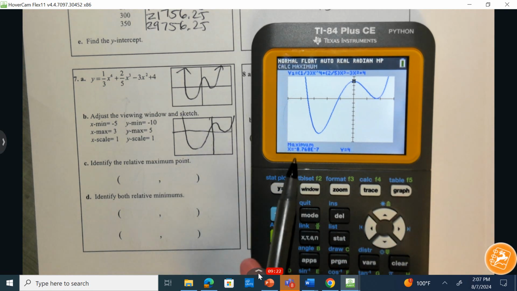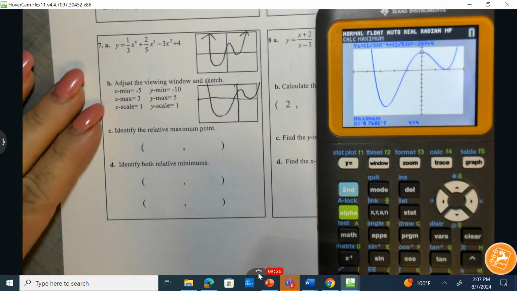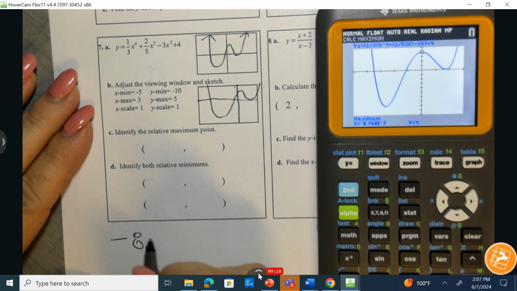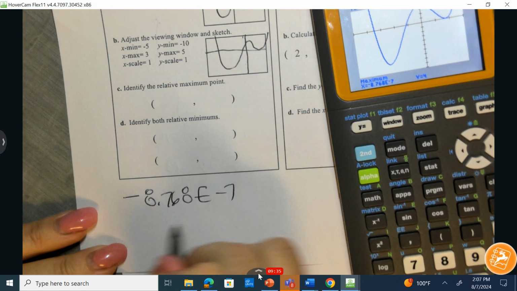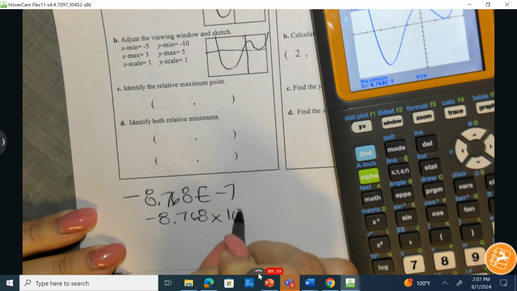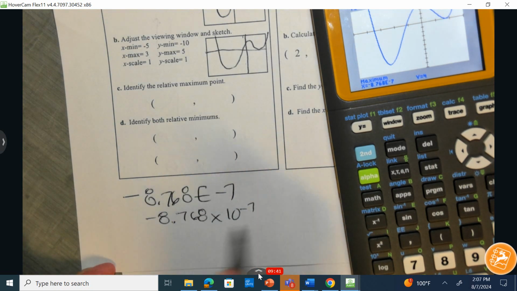All right. So how do I plug this in, right? Notice here, this is a great opportunity to talk. I'm going to write this down, -8.768 e to the -7. This is in scientific notation. So this is the same as -8.768 times 10 to the negative 7. That means take this decimal place and move it 7 times to the left because it is negative.